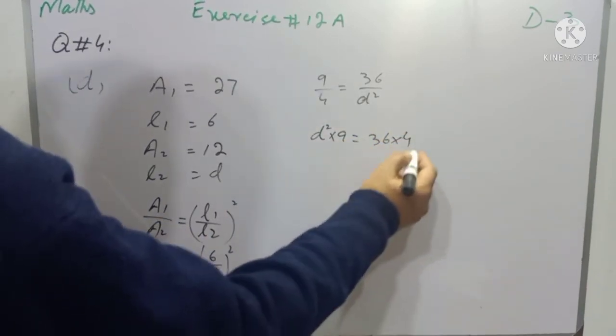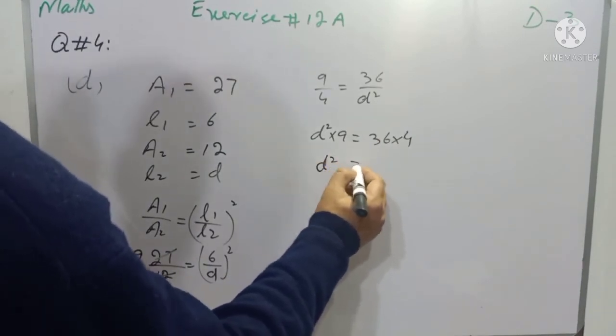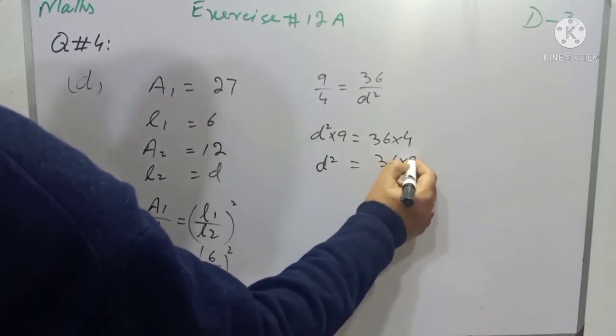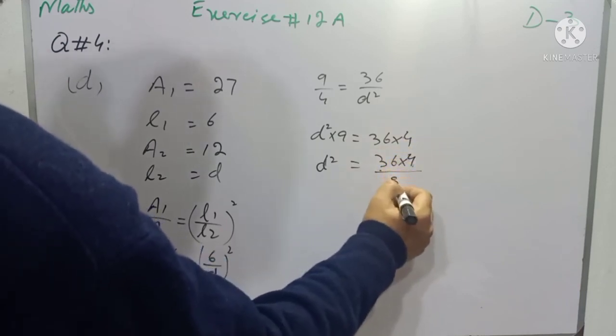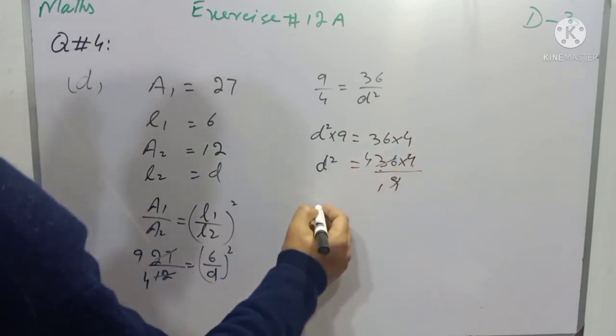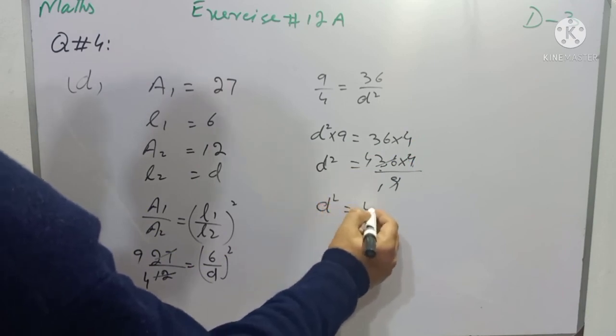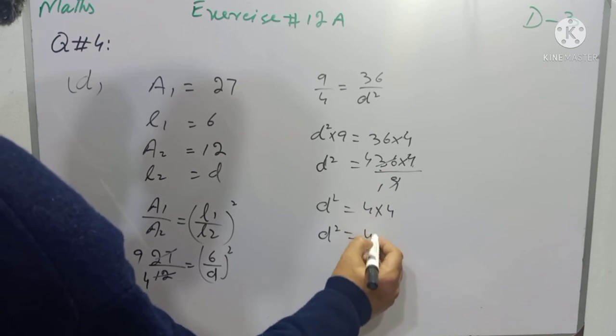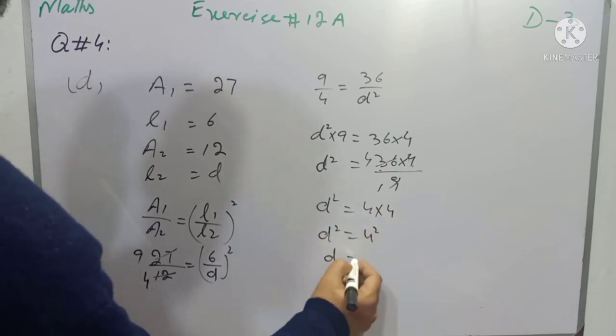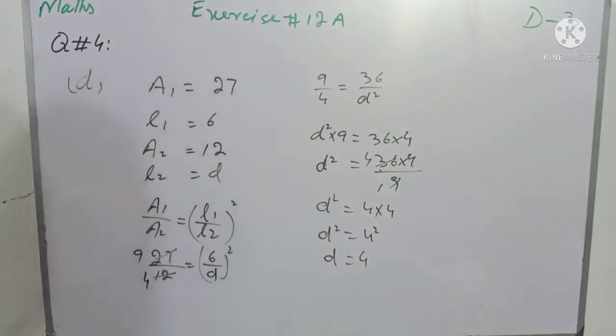9 is multiplying, when we transfer it to other side it will divide, so 36 multiplied by 4 over 9, 9 ones are 9, 9 fours are 36, and D square is equal to 4 multiplied by 4, and D square is equal to 4 square, and we will take square root, and the value of D is 4.